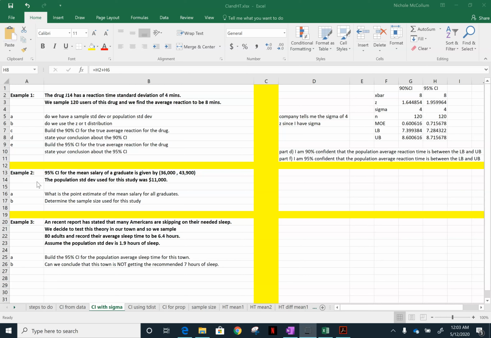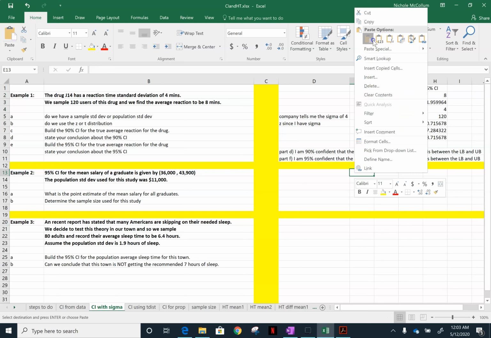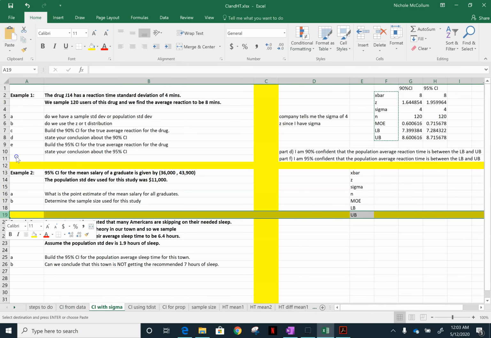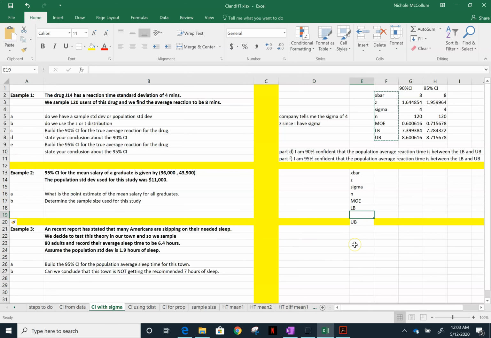The population standard deviation used for this study is 11,000. So it's very important. They gave me sigma. All right, that's very important to me. They gave me sigma. That means we're using the Z distribution. So these statements up here are still true for this question. I can bring those down. And I'll give myself a little bit more space in here. Insert. Make that UB.